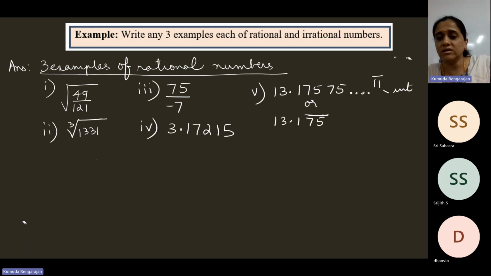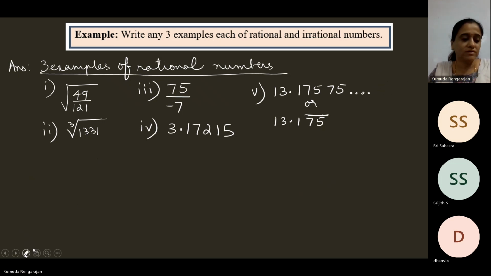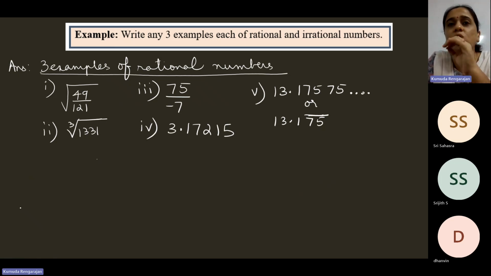So what is this example? What is example 5? Example 5 is a non-terminating repeating decimal, rational number. Example 4 is a terminating decimal, rational number. 3, P by Q form, integer by integer, rational number. Cube root of 1331 is 11, 11 by 1, rational number, P by Q form. And the first one, 7 by 11, rational number.